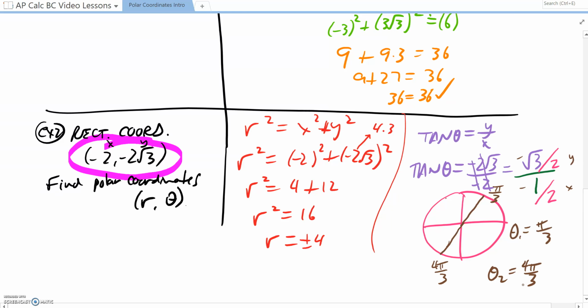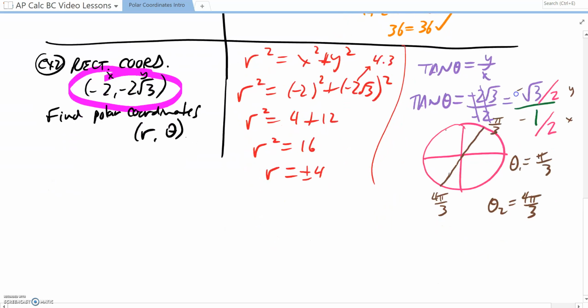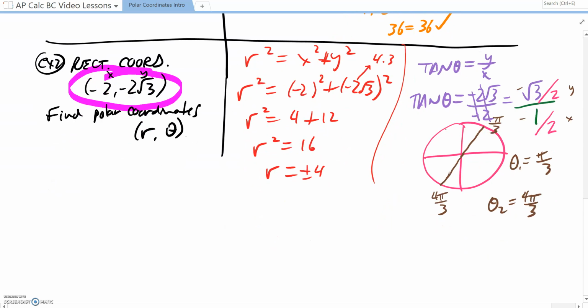Okay, so we've got a few different answers we can give here. Let's start with the fact that we were at a -2 and a -2 rad 3. Well, clearly if you went negative and negative, it should be down here. So let's go write down that answer. We go radius first. So our radius is 4, and then we're going to give that angle 4 pi over 3. Okay, so that's a great final answer.